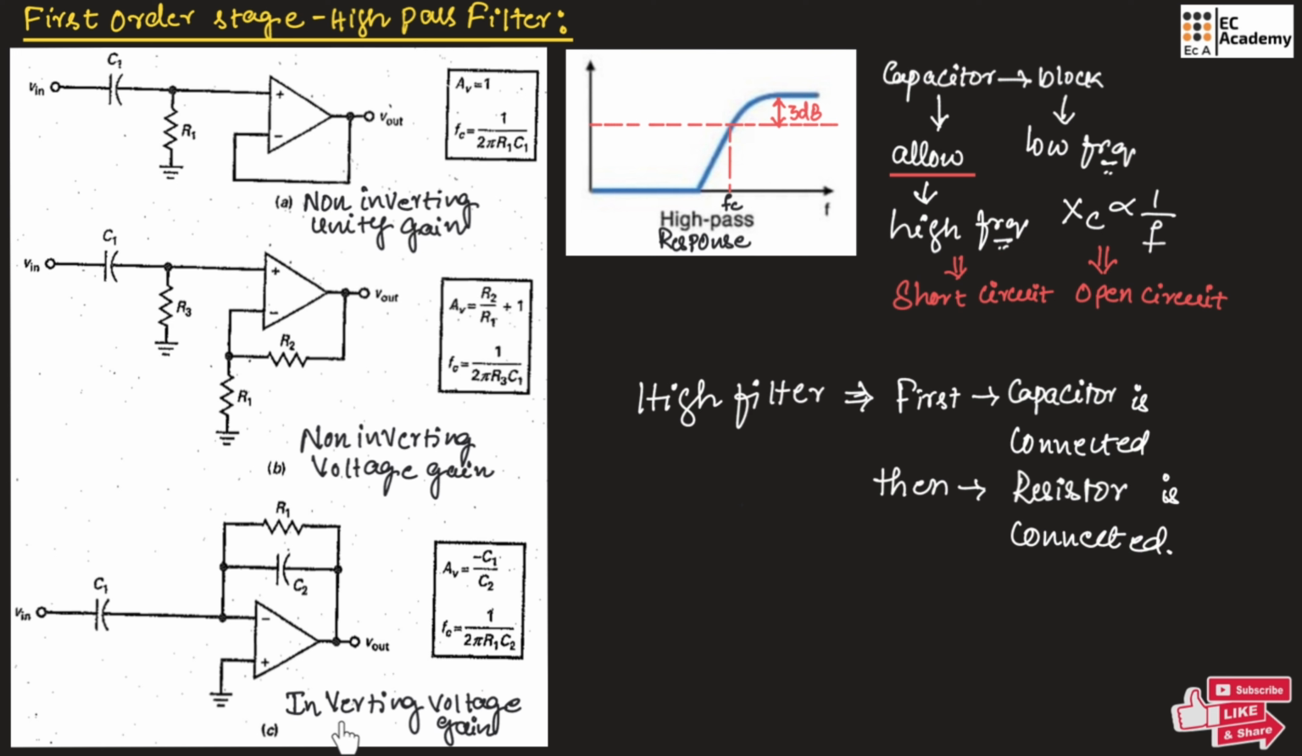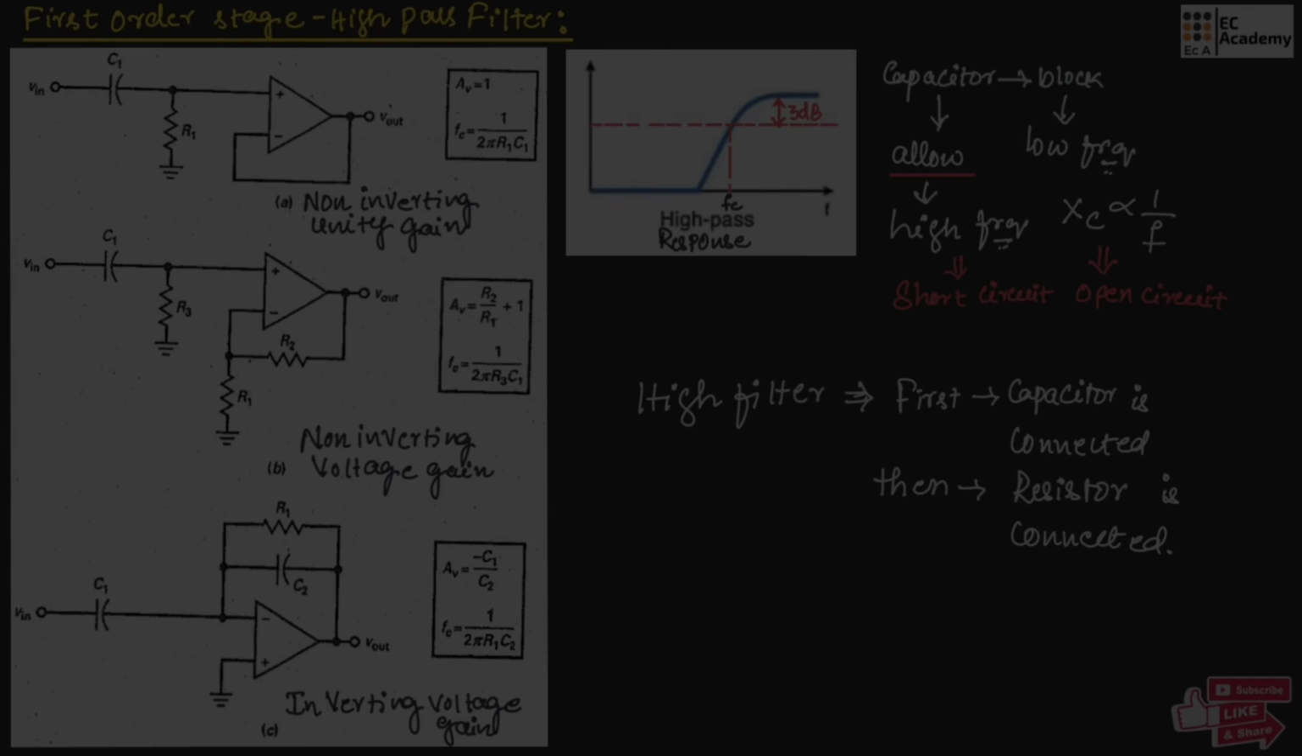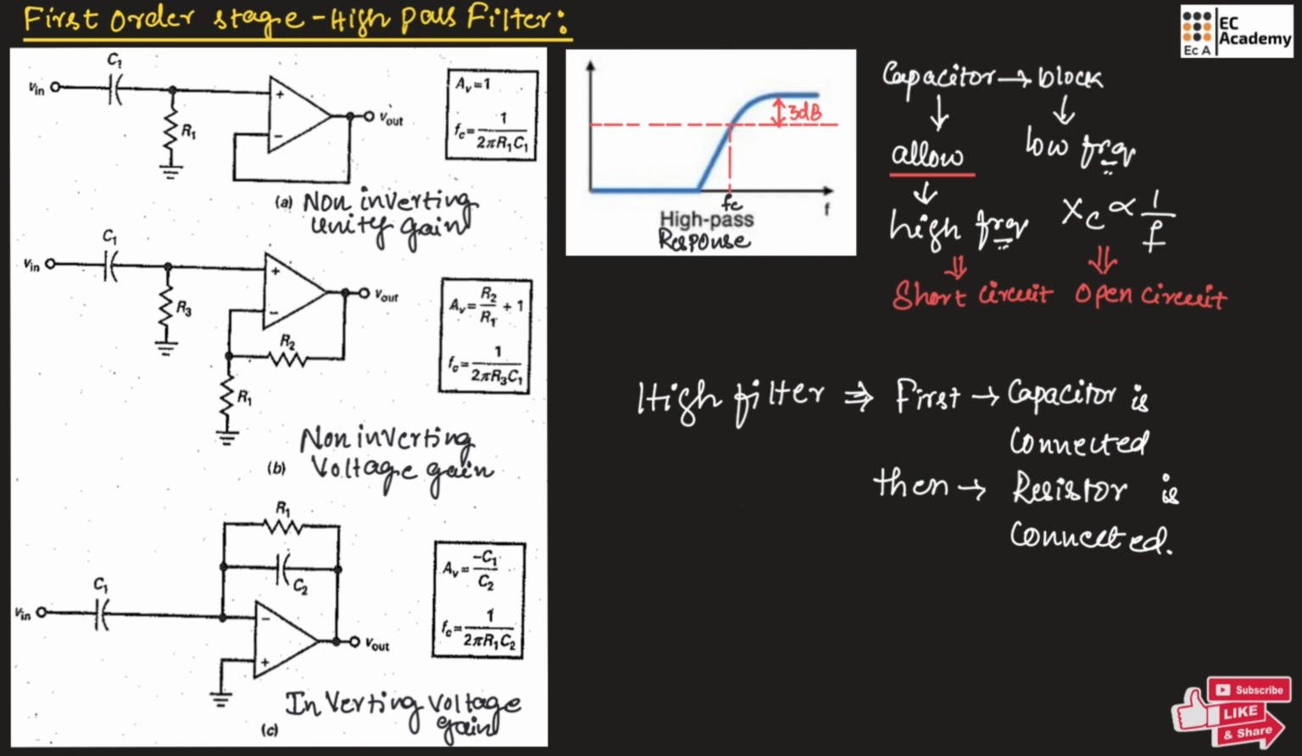Figure C shows the inverting voltage gain. Here the input is connected to inverting terminal, hence it is known as inverting voltage gain. The voltage gain can be calculated using the formula minus C1 divided by C2, which are the capacitors that are connected in the circuit, and the cutoff frequency can be calculated using the formula 1 divided by 2 pi R1 C2. So this is about first order stage filters.